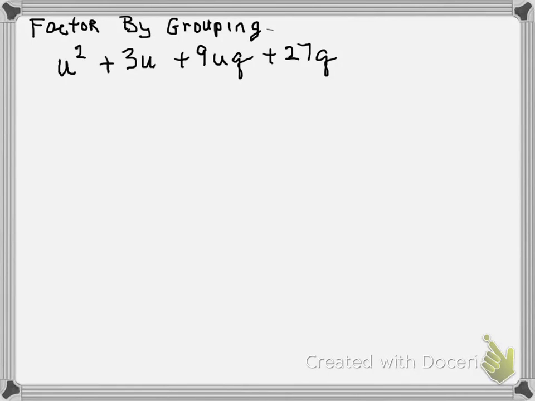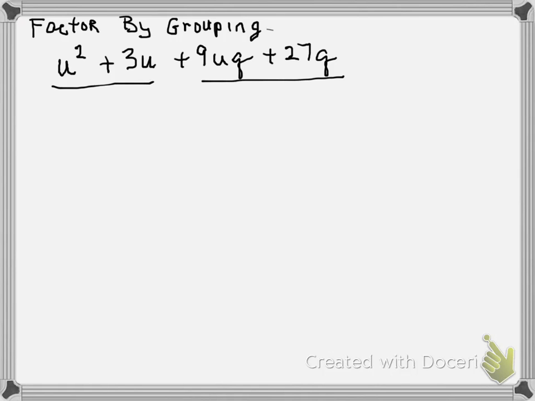Let's look at this problem that involves factoring by grouping. We have u squared plus 3u plus 9u cubed plus 27q. Now, in this course, anytime you see four terms like that, think factor by grouping. And you told me that you group the first two, and then you group the second two. Okay, let's approach it that way.